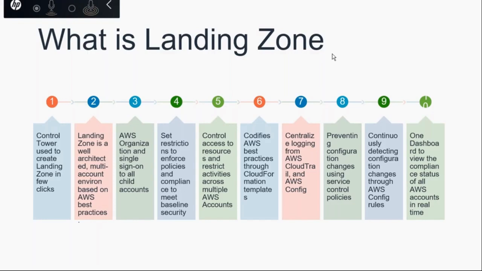So while creating a landing zone, it will create an AWS organization. Under an organization, you will have multiple accounts. Apart from that, it creates a single sign-on for all accounts. So you no need to create an IAM user for each and every account. Everything will be controlled from your master account. You can manage, add, delete, modify everything from one account.